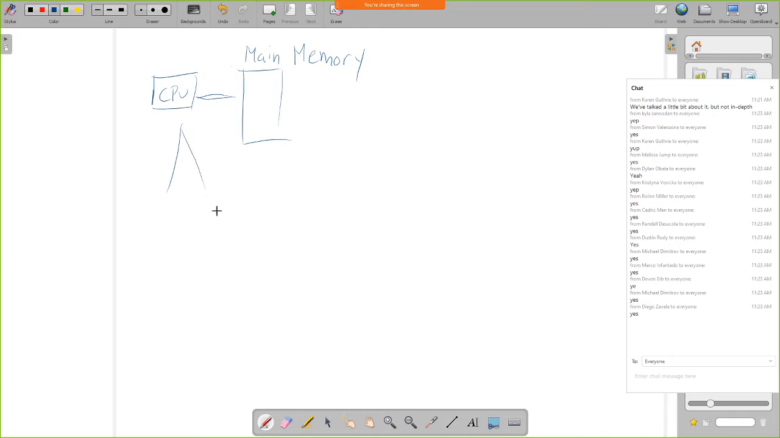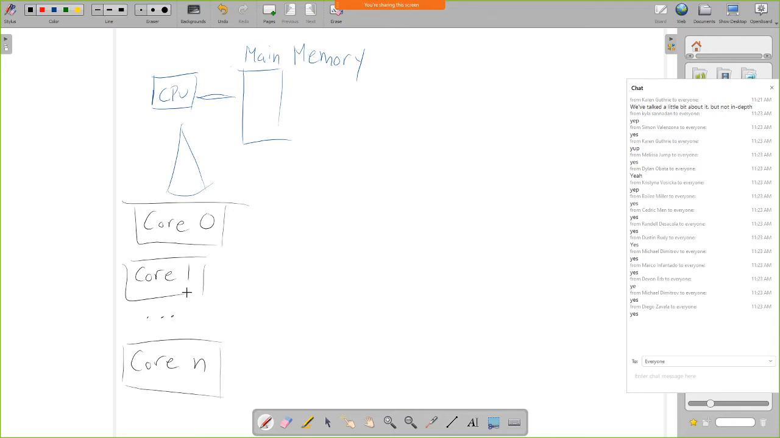So let's take a closer look at what's actually in the CPU. In the CPU itself, we have cores. So we could have core 0, core 1, ... core n. So the solution to that, to try to get some speed up, is to throw in a cache.